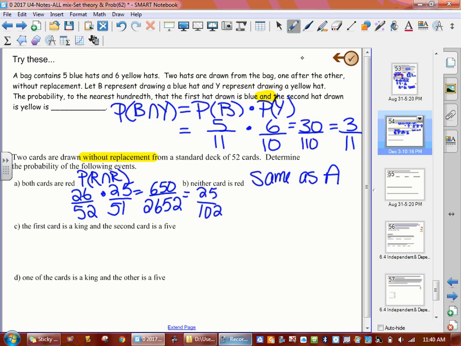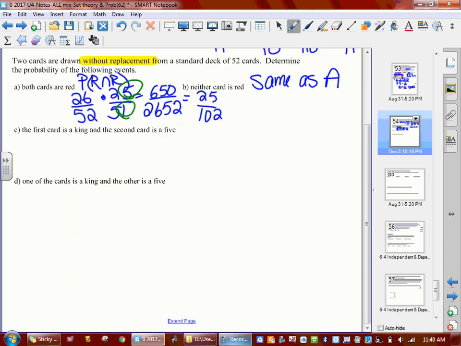Why did the total change on the first and the second, like we have the multiplication and then the total change? Why did that one not? It's because it says we didn't put it back, without replacement. So I picked my first red card, but I didn't put it back, so that means there's one less red card. There's one less card in the deck. So we have to make sure we remember that.